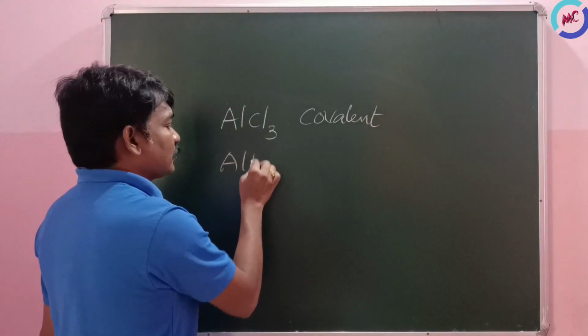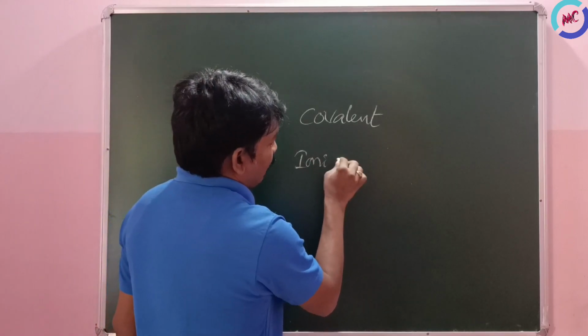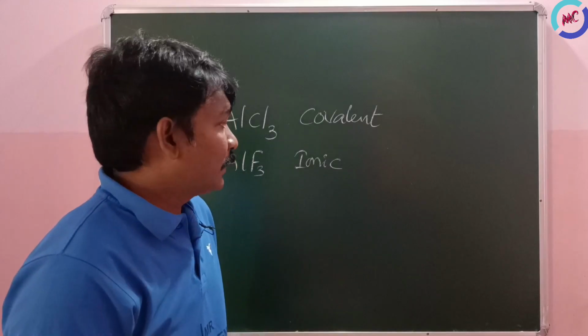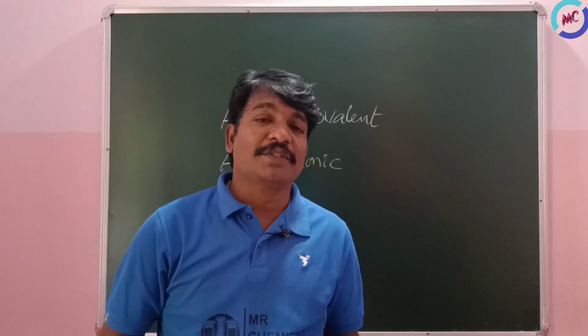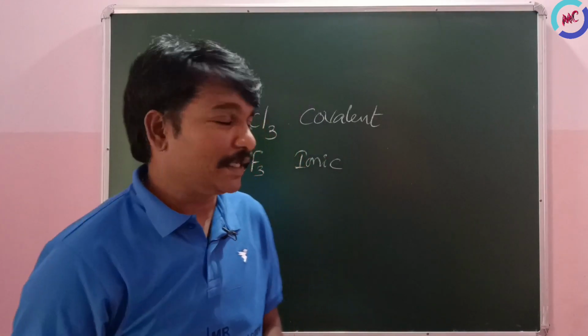Aluminum fluoride is ionic. They are asking which of the following explains this. And we already learned Fajans' rules. Fajans' rules are very important to explain the ionic and covalent nature of molecules.